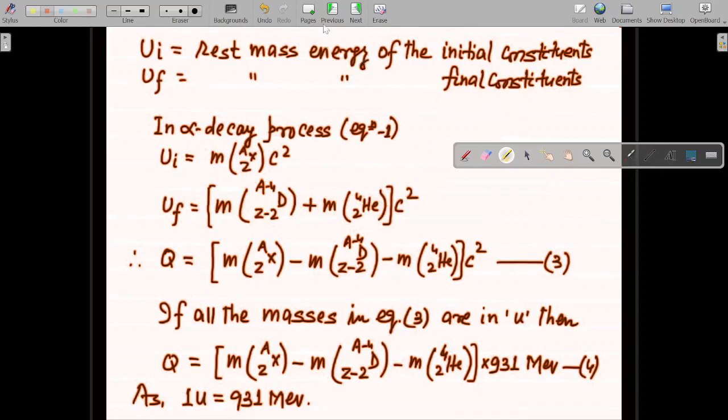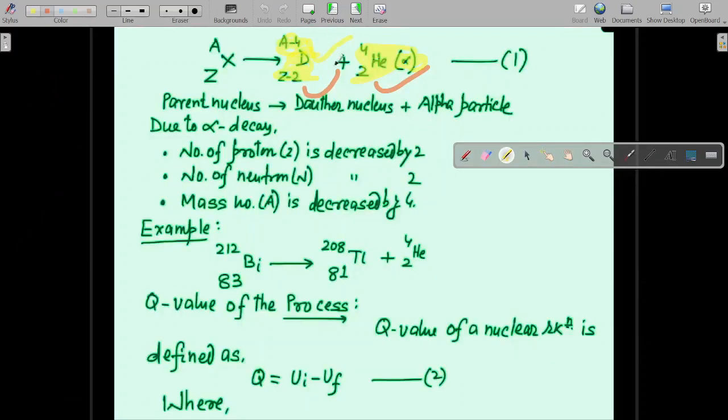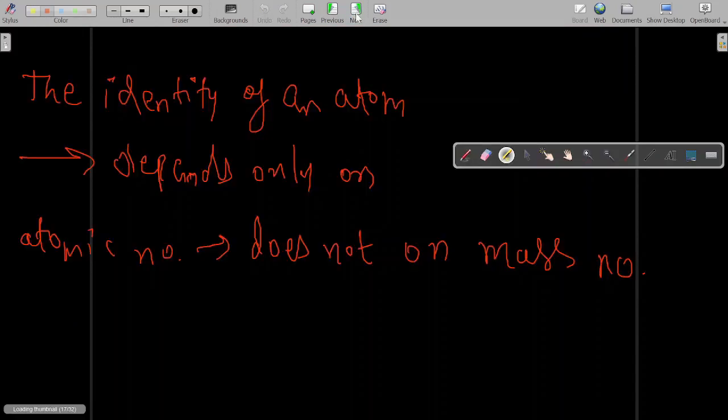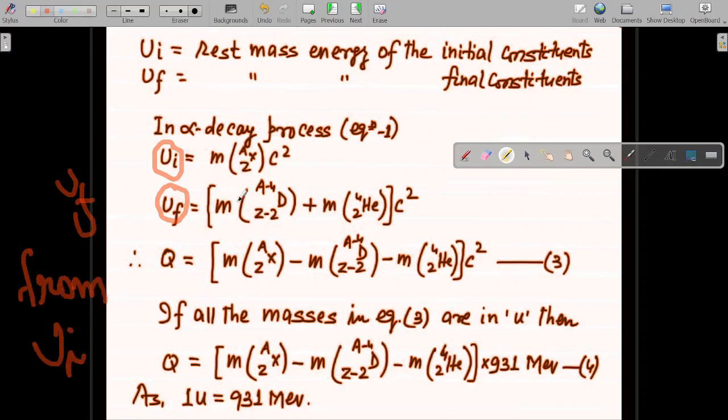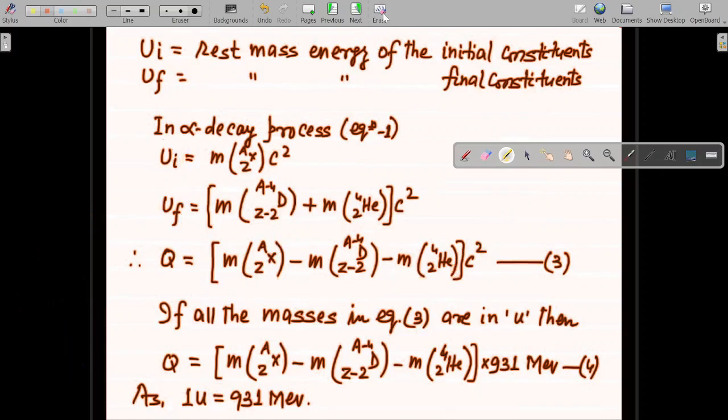Now you already know how the Q value is given. Q value is given by Ui minus Uf. You have seen it. So over here you subtract Uf from Ui. I have subtracted it successfully. C square will be a common factor between these two terms, so it will come out of the bracket.